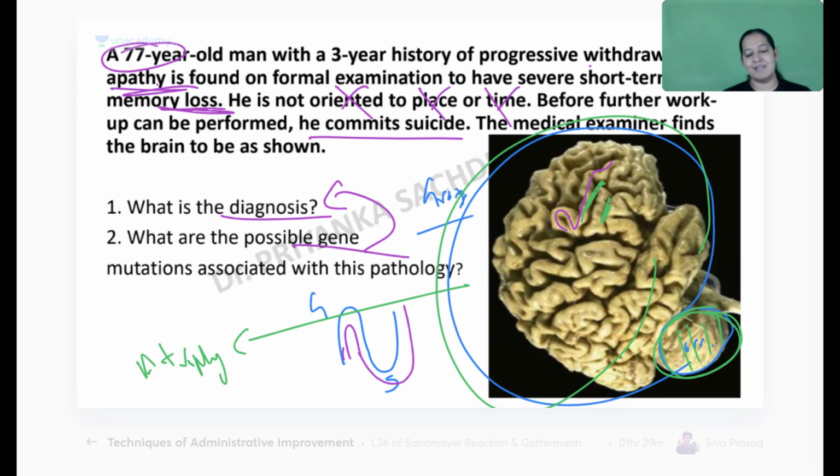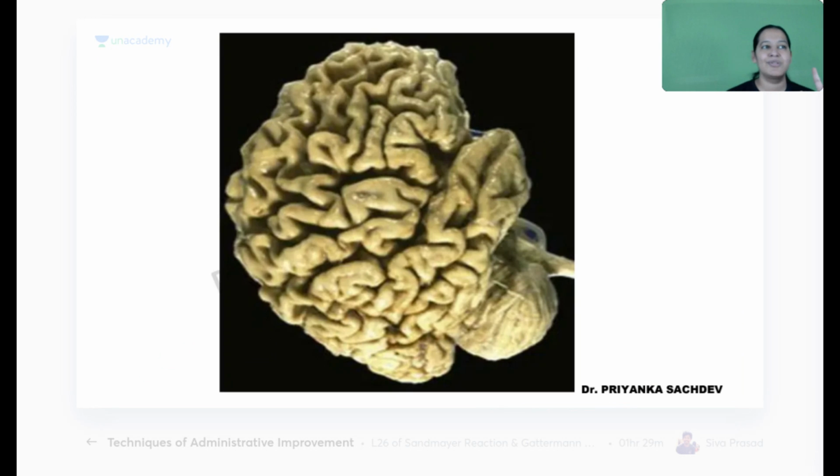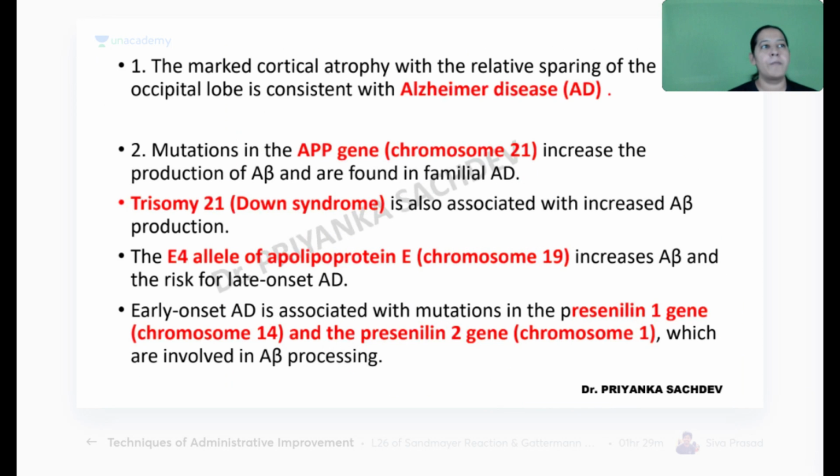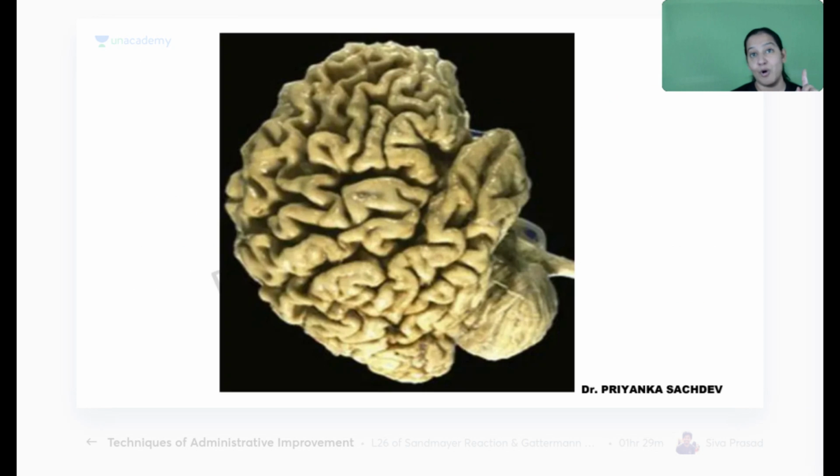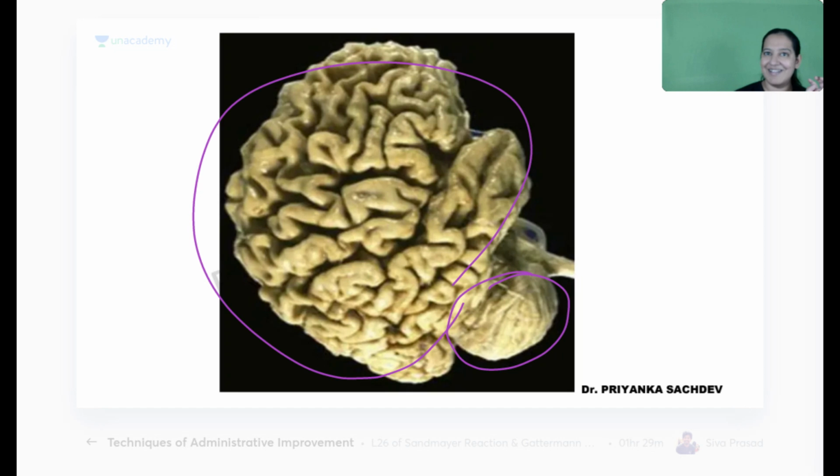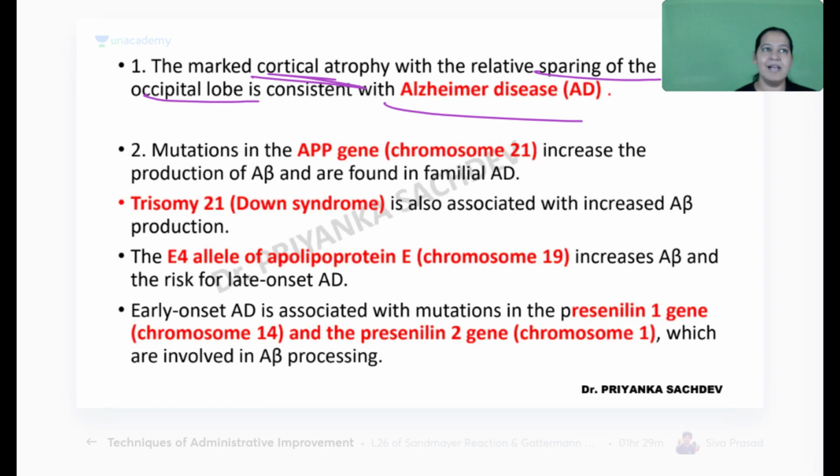So as Vikram is right, it is Alzheimer's disease. In Alzheimer's disease, you see the whole brain with marked cortical atrophy with sparing of the occipital lobe. The occipital lobe is always spared in Alzheimer's. So see, this is the occipital lobe, it is spared, and the rest of the cortex, the cerebral cortex, is showing atrophy. Can you see the atrophy? Give me a thumbs up. It is typically Alzheimer's disease.